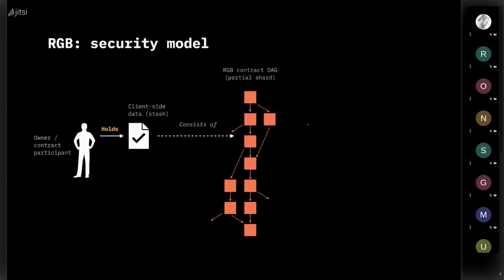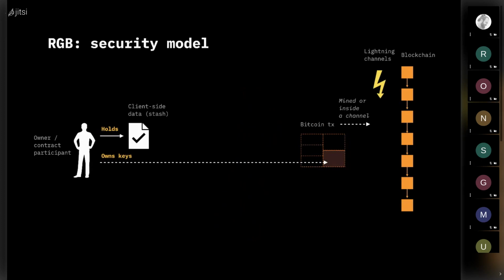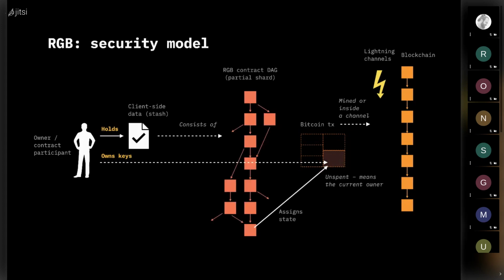So we have an owner who is actually a contract participant, because all owners are contract participants, and each owner keeps and holds the client-side data, which in terms of RGB we call stash. And this client-side data, as I already said, consists of a DAG of contract nodes, starting from contract genesis. On the other side, the same owner owns the keys of a certain Bitcoin transaction output, which is mined inside a blockchain or is part of a valid Lightning channel state or another type of channel.